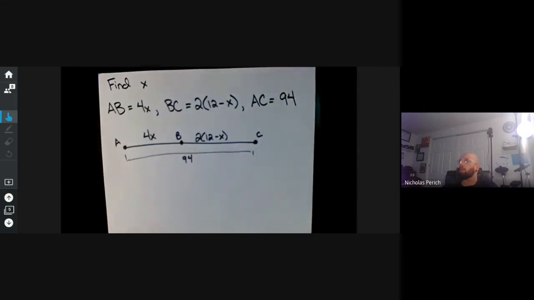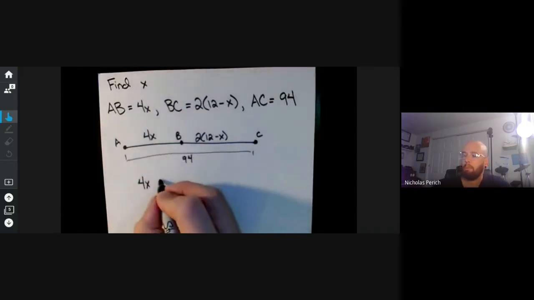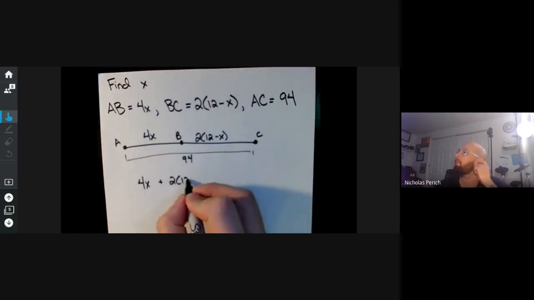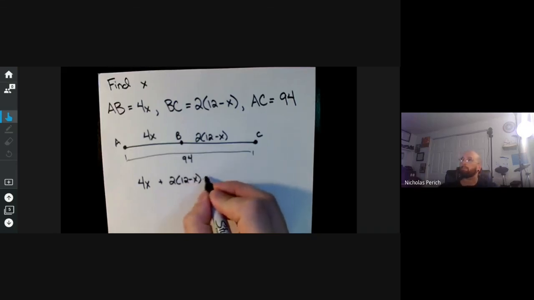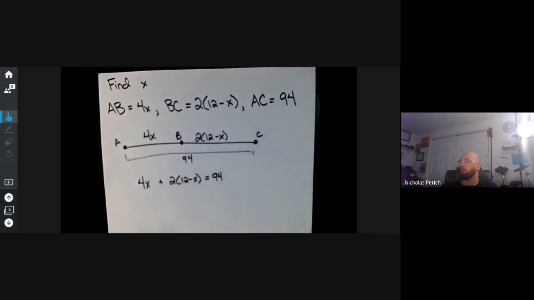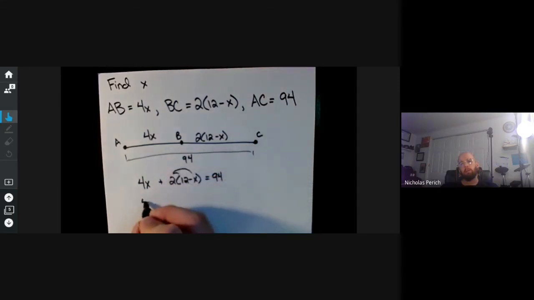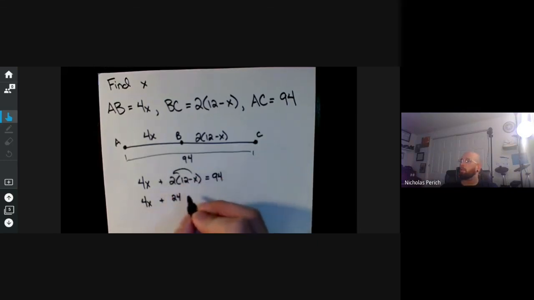So what we're allowed to do is say 4x plus 2 parentheses 12 minus x equals 94. Since the letters kind of dictate where things are, I'm allowed to assume that this is just a regular old multi-step equation. So I solve it using distributive property first. 4x plus 2 times 12 is 24. 2 times negative x is negative 2x. Equals 94.